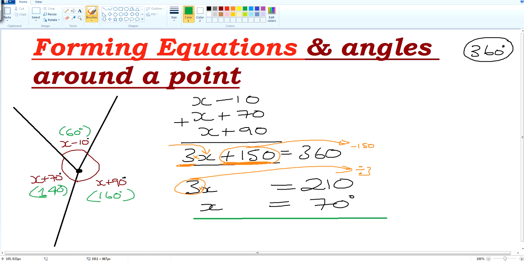Right, that's the end of this video. So we've done in the previous one angles in a triangle, which is 180, angles around a point, which is 360, and the next one's going to be angles at a point on a straight line. That's also going to be 180, and then angles in a quadrilateral. Okay.